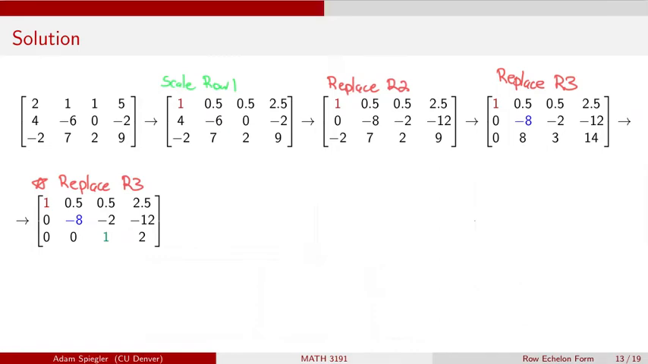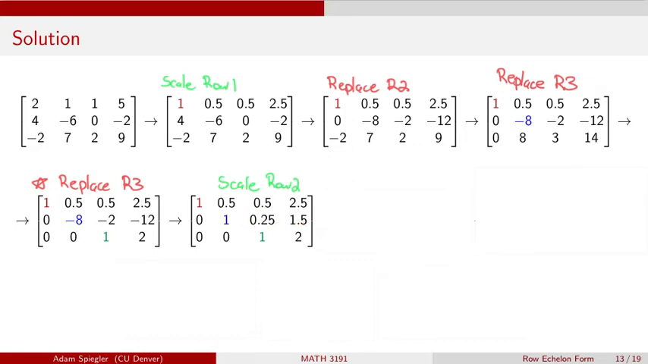It's not in reduced row echelon form because this pivot is not 1, and I should have zeros above each of these pivots. So the next couple of steps are going to now take this row echelon matrix and write it in reduced row echelon form. So I can scale row 2. Now I'm going to divide everything in this row by -8, and that gets it into this form over here.